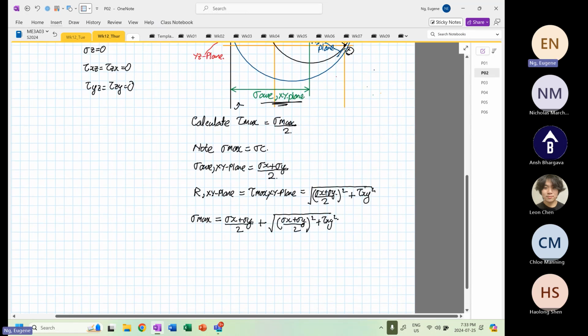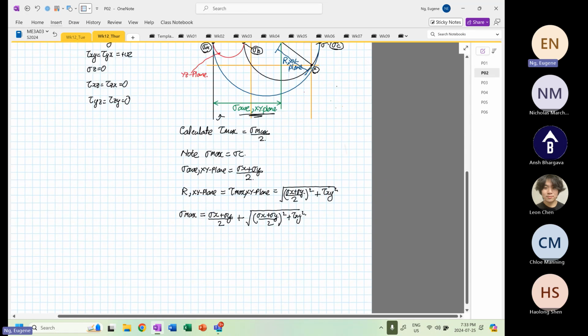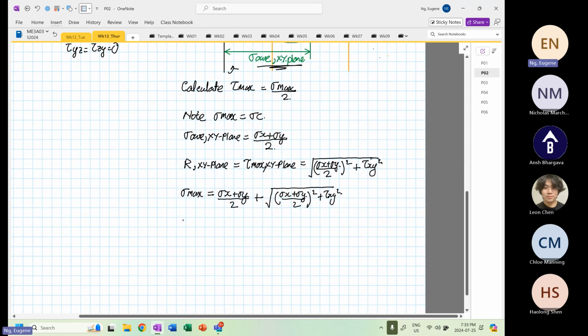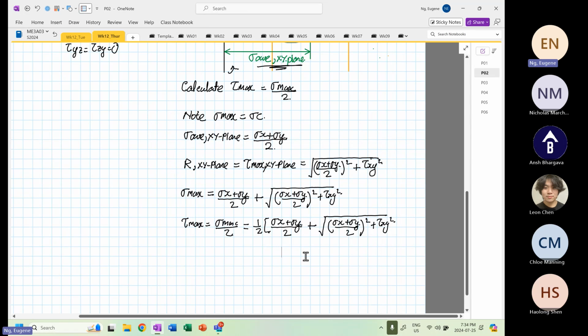Okay. And now don't memorize all this, okay? Just everything derived from Mohr's circle. And then finally, we know that the tau max is equal to stress max divided by 2. Okay, so you just put the whole thing. Okay, you just take the whole thing and just do this. And you just close the bracket.